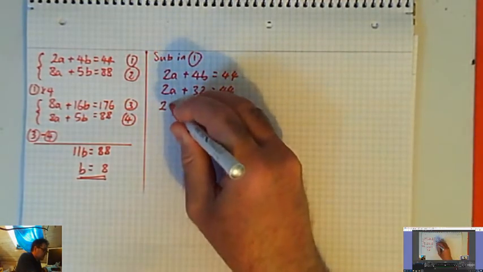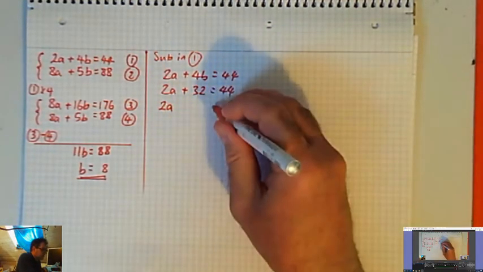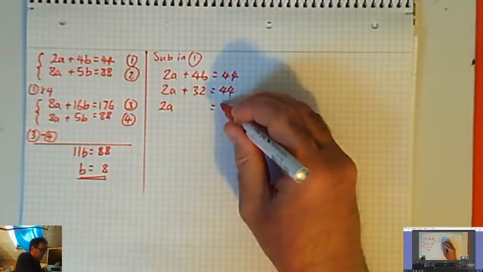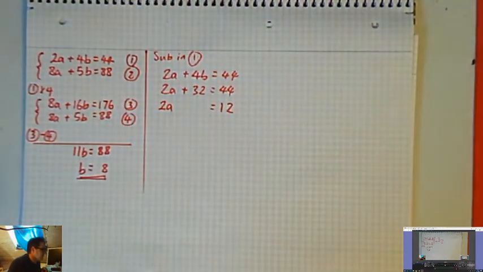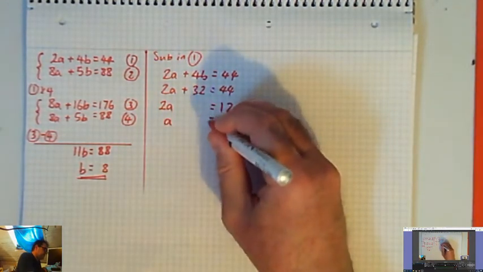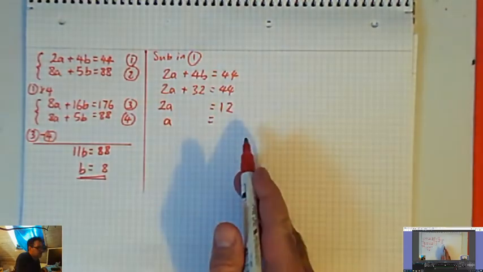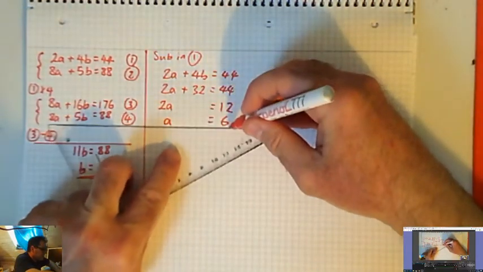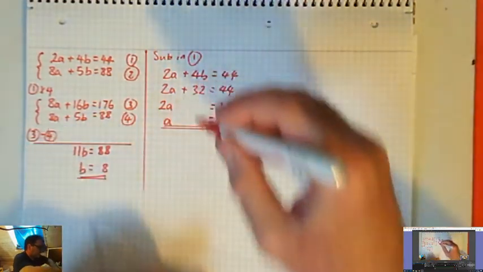I want to figure out what a is. I'll get the a bit on its own by taking away the 32, but I've got to do the same to the other side as well. So taking away 32 from both sides, I get 2a equals 12. I just want to know what a single a is, so I'm going to divide by 2. I've got to do the same to the other side, so that gives me a equals 6. Final answer, a equals 6.